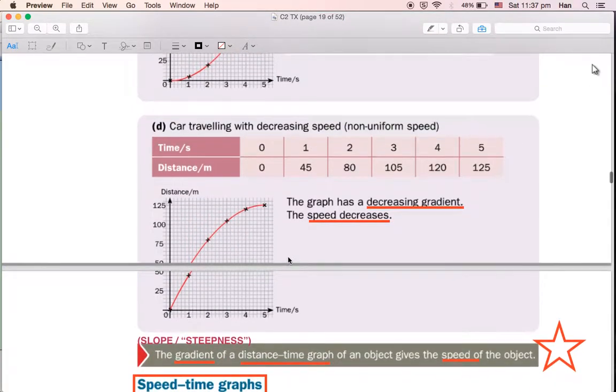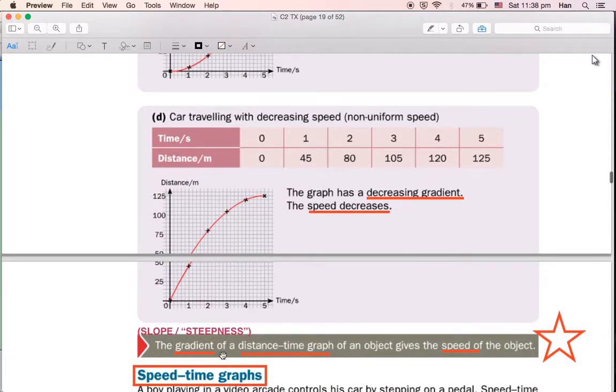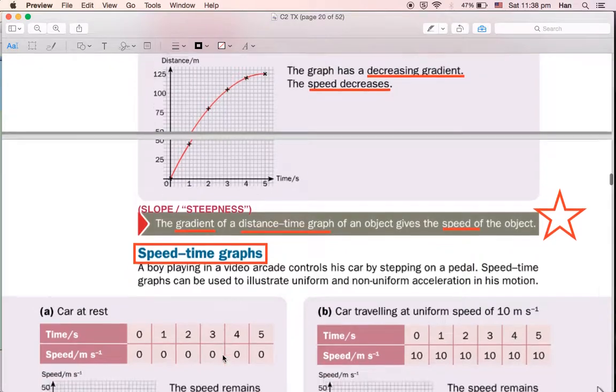So what do we see here? Somewhere in the middle, this is the most important part about the distance time graph. Do highlight the words gradient of a distance time graph tells us the speed of the object. Put a star here. The meaning of gradient, as we explained earlier, is the slope or the steepness of a graph. That's it for distance time graphs. I hope you're able to see the four scenarios clearly now.